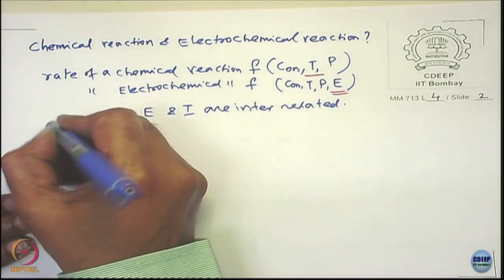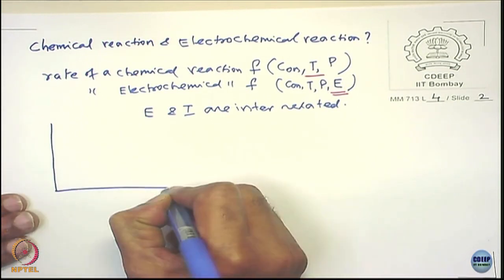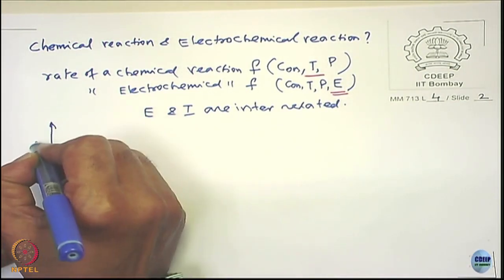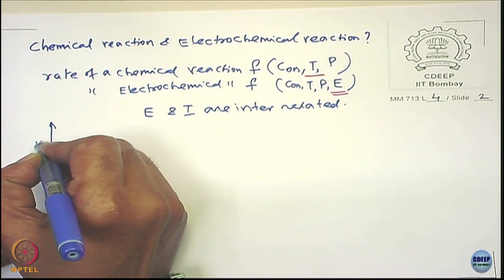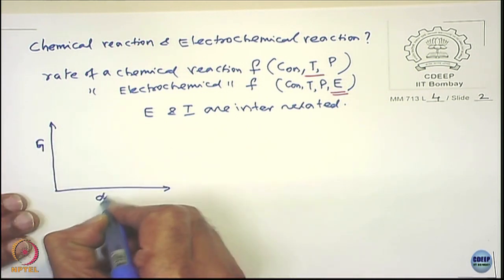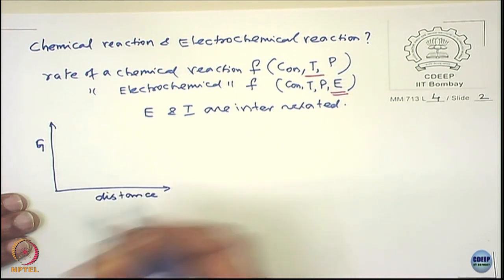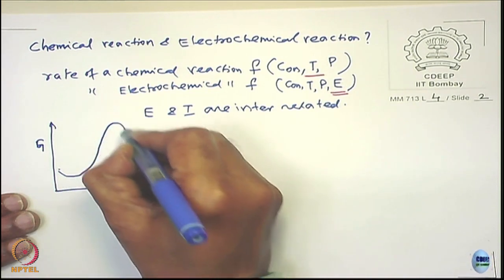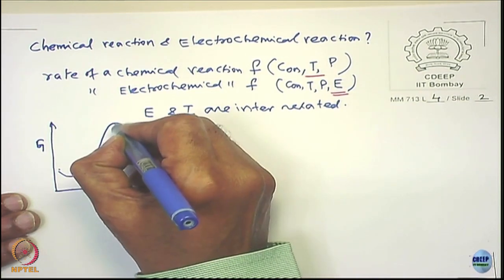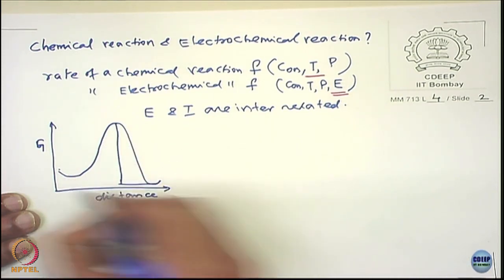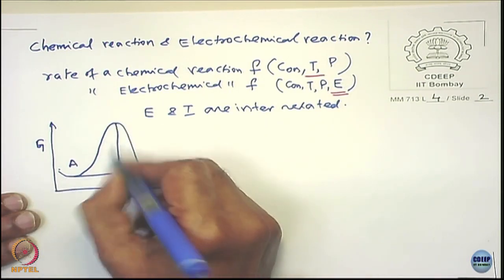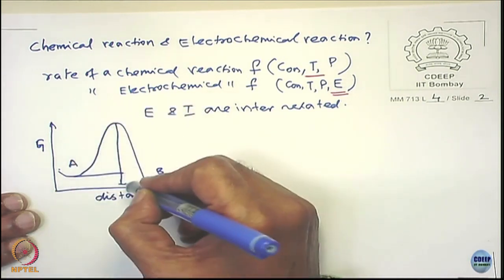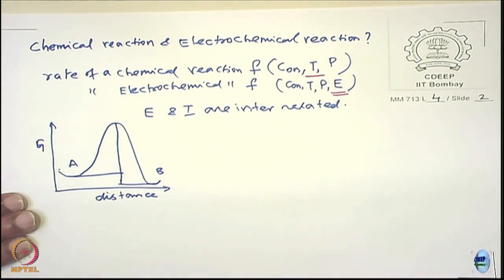Now, we all know this. I call it G, E is a potential, right? I use this term G, maybe distance. A turning into B, there is a barrier for that, and B coming to A, you have a bigger barrier for that. So, this all you guys know about it, right? In an electrochemical reaction also there is a barrier, okay.